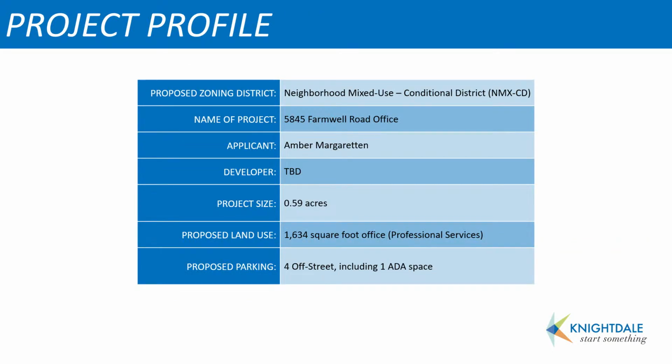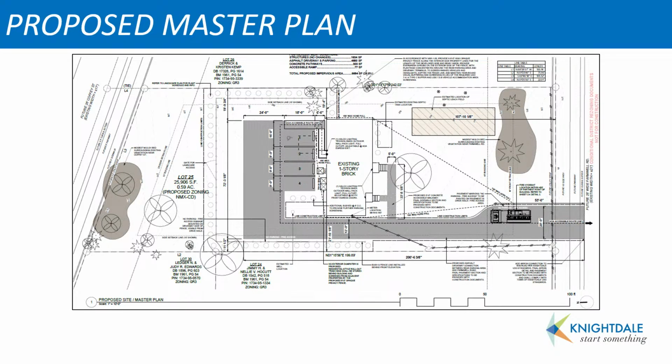So looking at the project profile, the site's about 0.6 acres, and it's currently sited with a 1,600 square foot home. What's being proposed is that this existing home is converted to a professional office. The applicant is here tonight, and they can provide more details on the actual operation of what they foresee this office being. But moving forward, here's a quick look at the master plan.